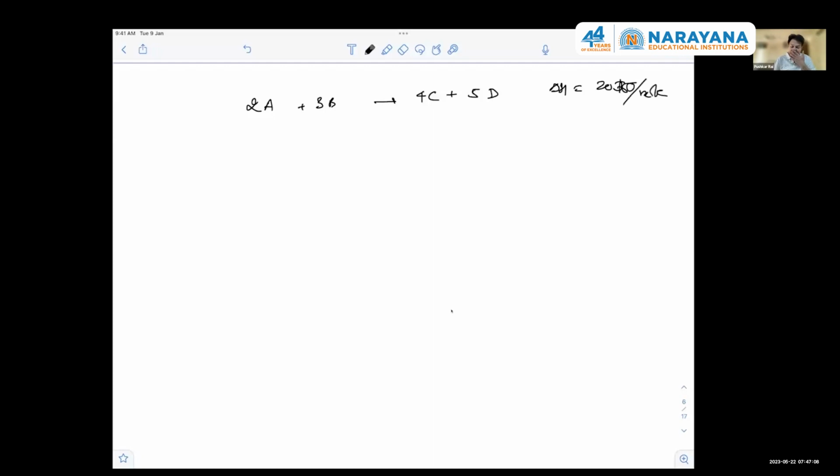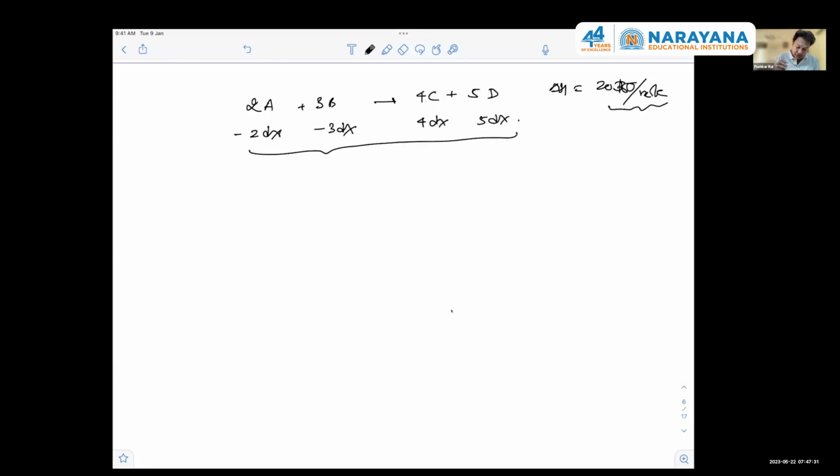What do you mean by mole? Mole of what? Mole per unit extent of reaction. What is that? This is minus 2 dx. If it is minus 2 dx, it is minus 3 dx, it is 4 dx, and it is 5 dx. So theoretically speaking, delta H should be written like this.